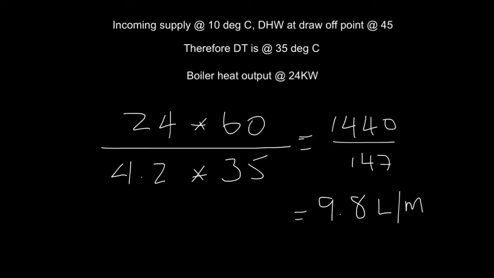So, simple enough workout to do. All you have to do is replace the variables with the information given and work out what your flow rate is. So now that we've got all this information, we can go and check to see if the flow rate at the boiler, at the draw-off point, equates to 9.8 or thereabouts, given that all the parameters of our boiler and the actual cold and hot water are as given in this example.